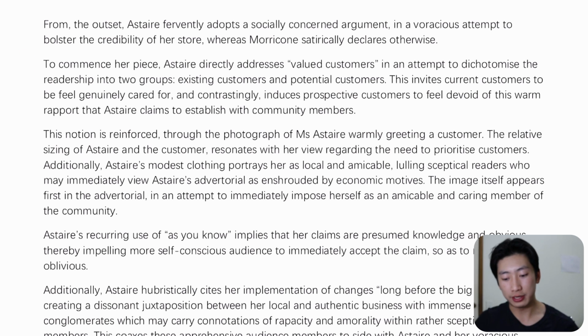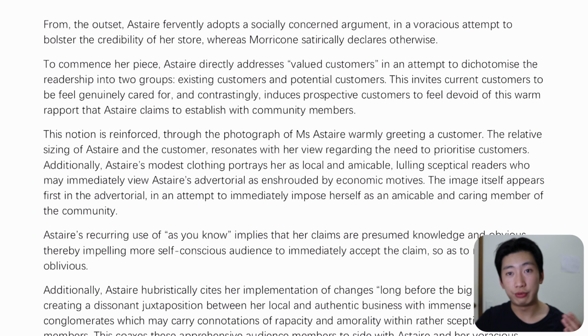So to commence her piece, Astaire directly addresses valued customers in an attempt to dichotomize the readership into 2 groups. And then what this does is it makes one group feel really valued, and it makes the other group feel like they're lacking this value. So this is actually a very good example of connotative analysis. So the student here is focusing on the specific word valued and how that affects the audience and how that is meant to be persuasive.